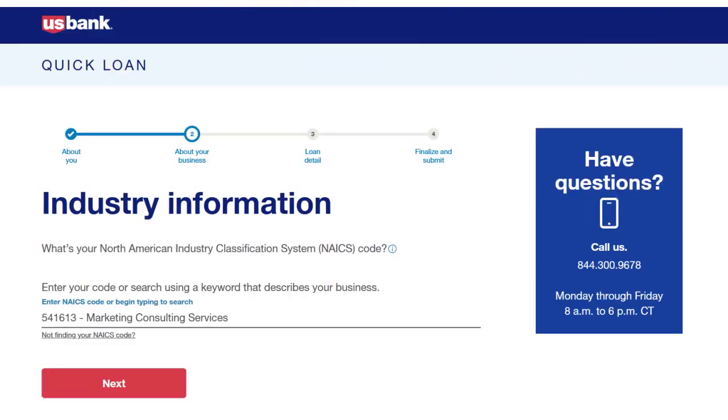And now they want to have more information about the industry. This is what I was telling you earlier, that U.S. Bank pays attention to the macro. They want to know the general trends in the industry, what's the beta, what's the risk exposure, what's the capital needs in that industry. So they want you to put your industry, and this is where NAICS is really important, your NAICS code. Okay, so here for this exercise we chose marketing consulting services, but you want to put one that really fits your particular situation. All right, and click next.